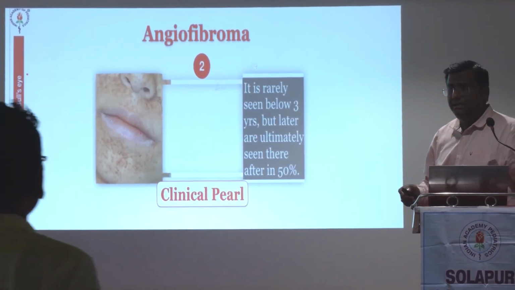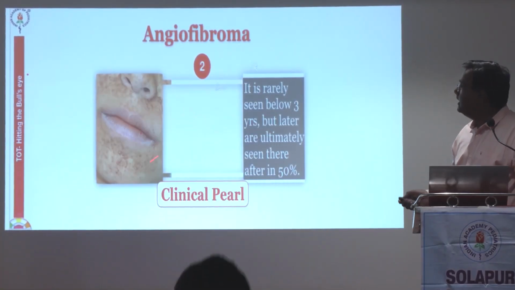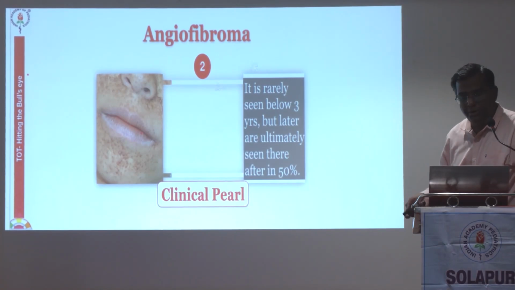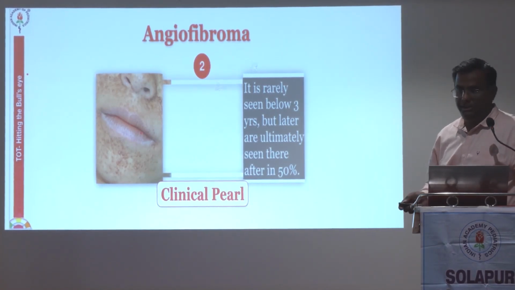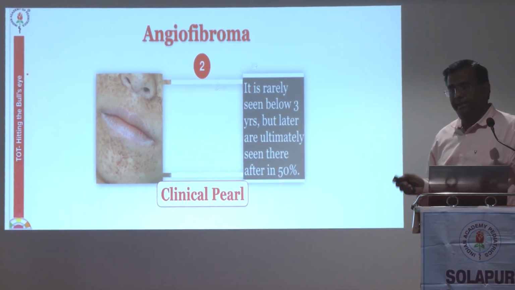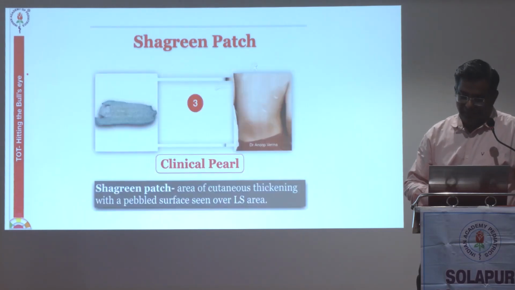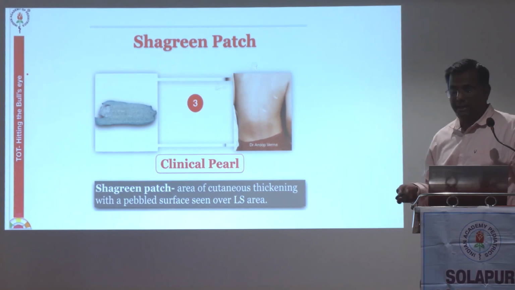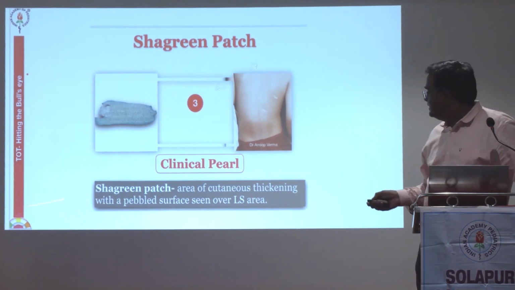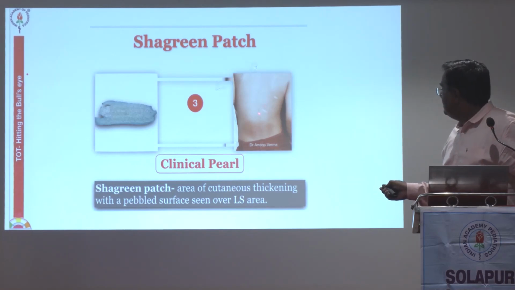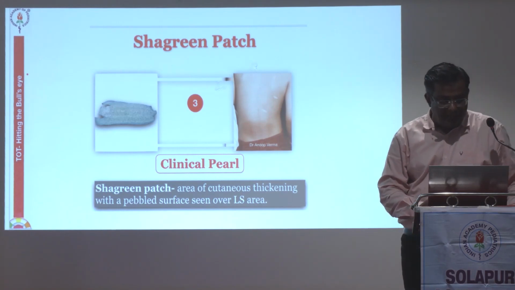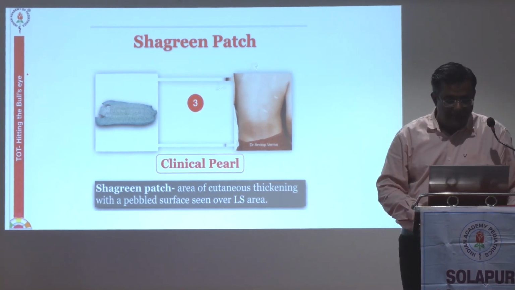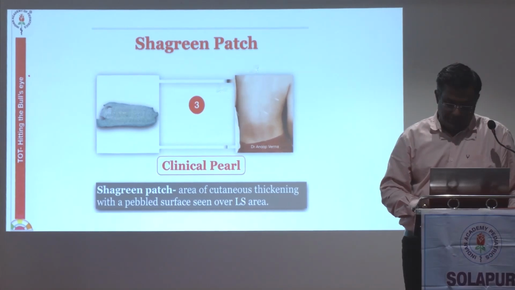The second cutaneous marker in tuberous sclerosis complex is angiofibroma. As already told, it is rare below 3 years of age, but after 3 years of age we can get angiofibroma in 50% of the cases. One more clinical cutaneous marker, or neurocutaneous sign, is the Shagreen patch, and there are hypopigmented macules, or ash leaf macules. The Shagreen patch is an area of cutaneous thickening with a peau d'orange surface seen over the lumbosacral area.